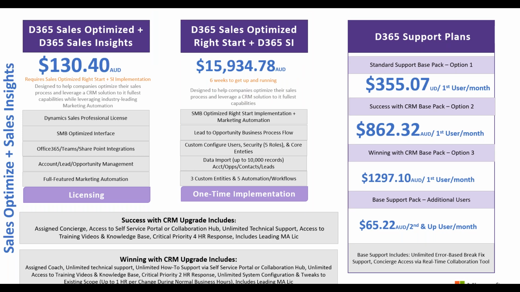Moving forward, for the Sales Optimize and the Sales Insight, which is the third tier, the one-time implementation cost is $15,934.78. So again, it's more where you get to configure one of the business process flows. Business process flows is one of the functionalities under the Sales Professional.